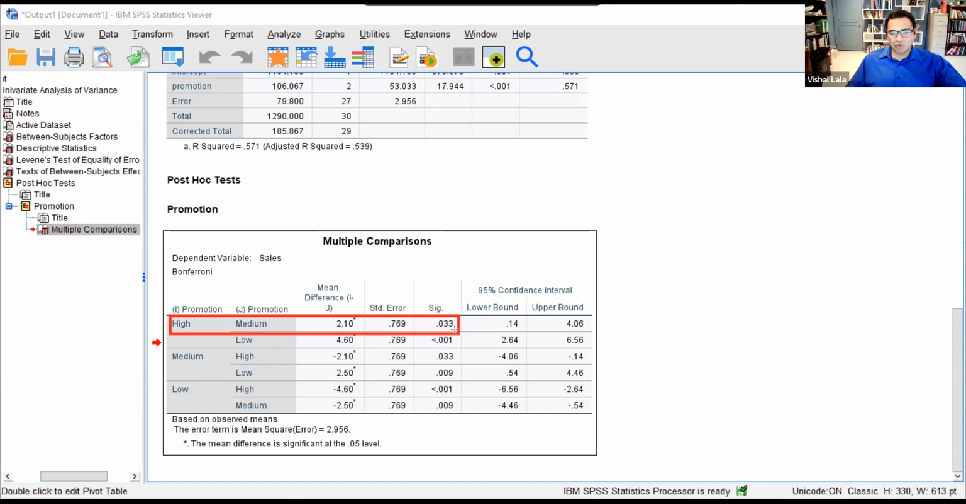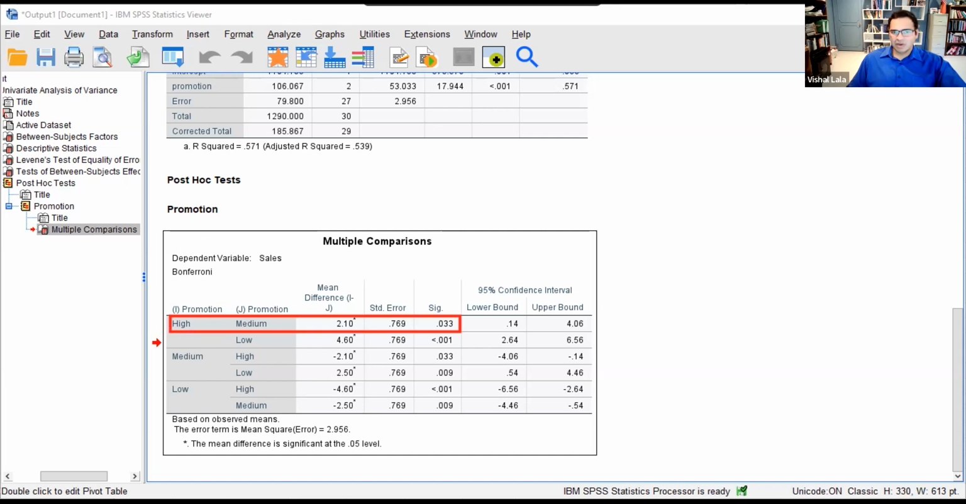Now, is this difference of 2.1 different from 0? That's the question being asked by the sig column, or the p-value. Since that number is under 0.05, we're happy to conclude that stores with high and medium promotion have different sales. We can now move along and compare high and low. Notice we have a merged cell here. High corresponds to both the row for medium as well as for low.